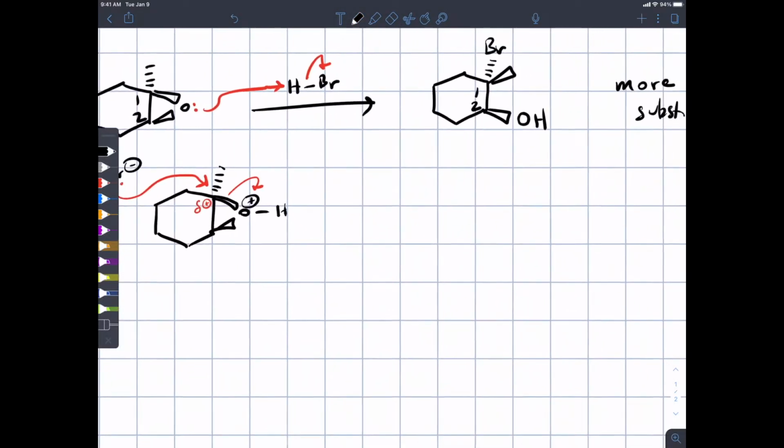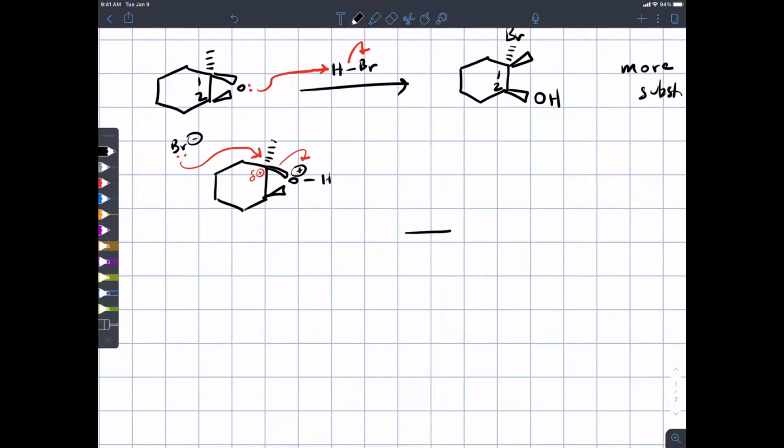This was a point that was maybe difficult to see, so I'm going to try to illustrate it from another direction. Here's the protonated epoxide. Here's the 6-membered ring and the methyl group. And here is our bromine coming in and approaching from the backside of the epoxide. What we mean by the oxygen leaving mostly from the more substituted carbon is that our transition state involves a much longer bond between oxygen and the more substituted carbon.